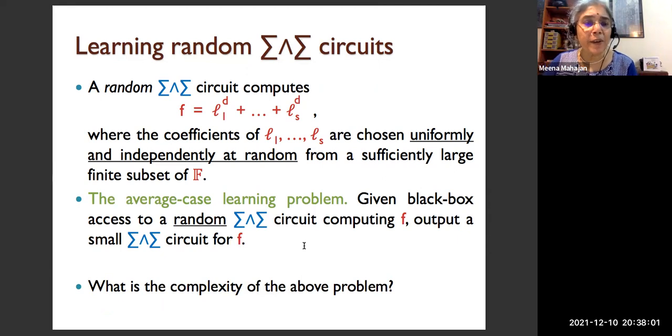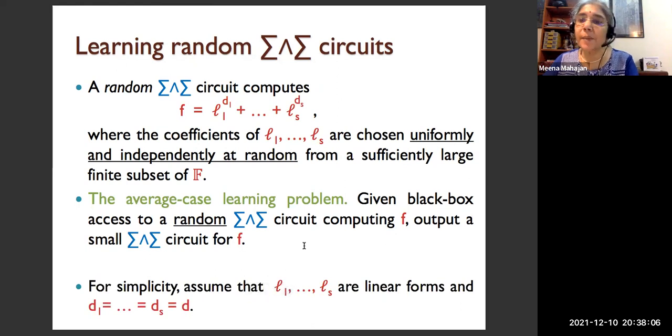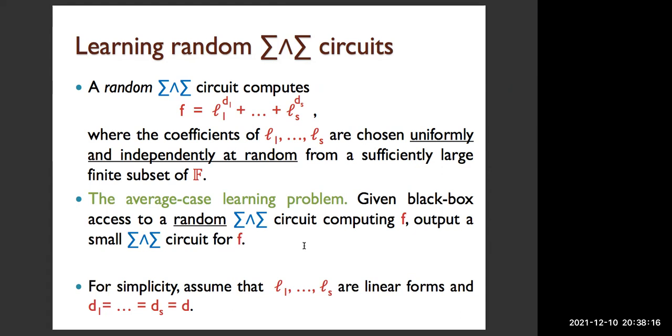So when you say that the black box access is to a random sigma power sigma circuit computing f, that means f, you can think of f as not being fixed, is it? And as you make queries, f. Right. So I think of f as, someone chose these linear forms randomly and then gave f as a black box to my algorithm. And the question is, can I reconstruct a circuit for f? And if so, with what probability? And now the probability would be on the input distribution, right?